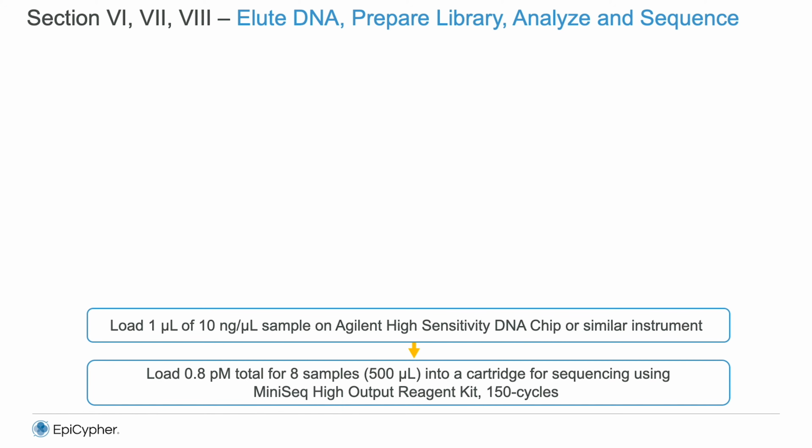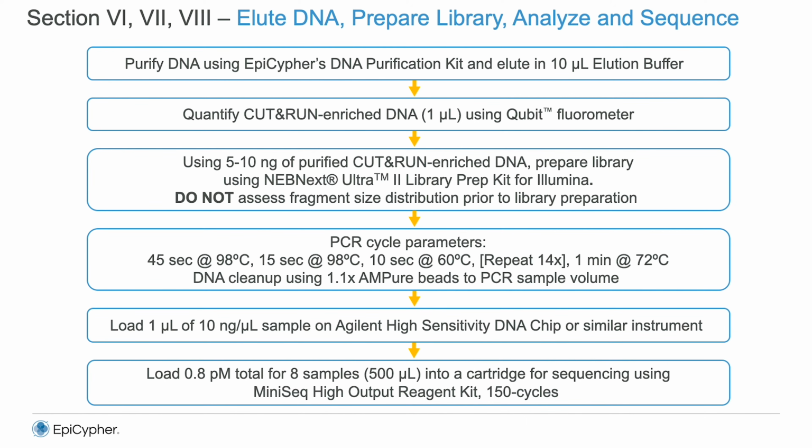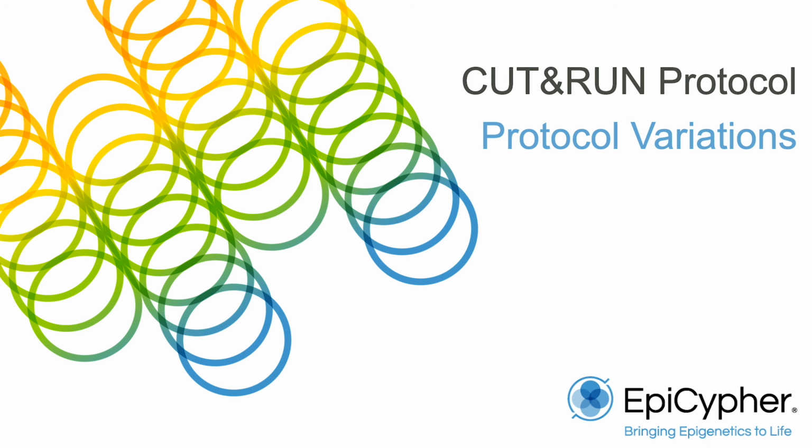You can multiplex several samples in one lane, as you will only need between 3 to 5 million reads per sample. See EpiCypher.com/protocols for more information. In the next section of this video, we will go over experimental variations of the CUT&RUN protocol, including nuclei extraction, cross-linking cells, cryopreservation, and adherent cell handling.